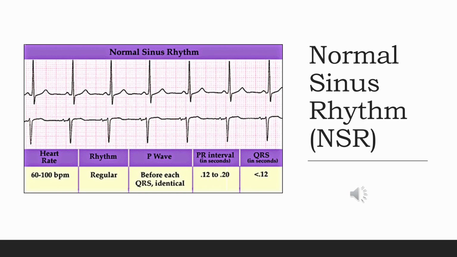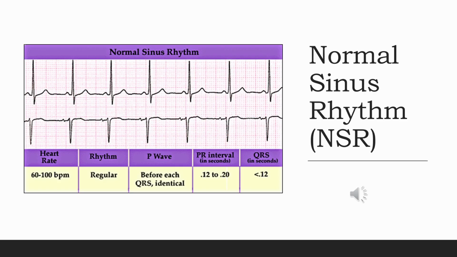So again, these are going back over those steps that we just talked about. So first is getting the heart rate. So the atrial and ventricular rates for normal sinus rhythm should be between 60 and 100 beats per minute. This is a normal resting heart rate range for adults. Then we're going to look at the rhythm. So both the atrial and the ventricular rhythms should be regular. So this means that the P to P interval and the R to R interval are consistent throughout the strip.